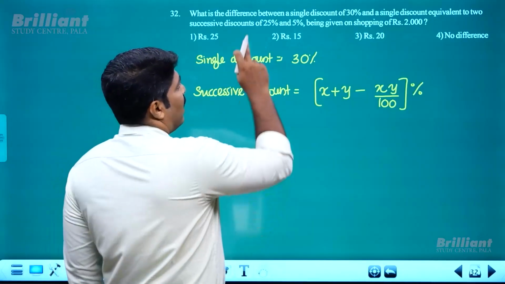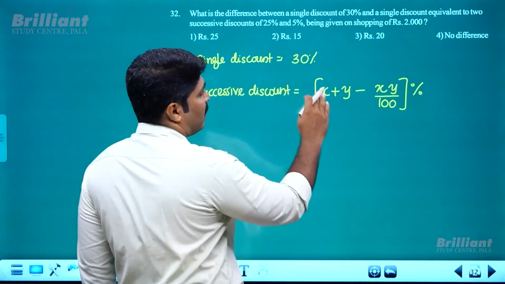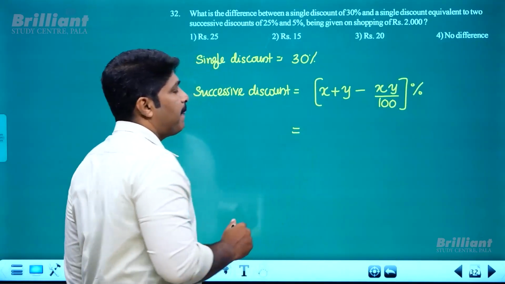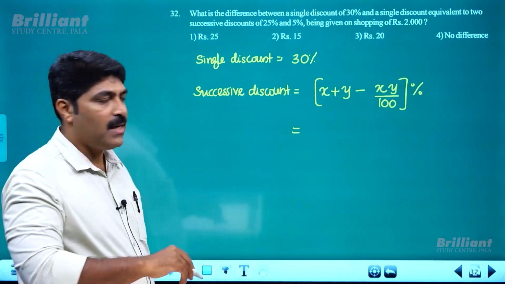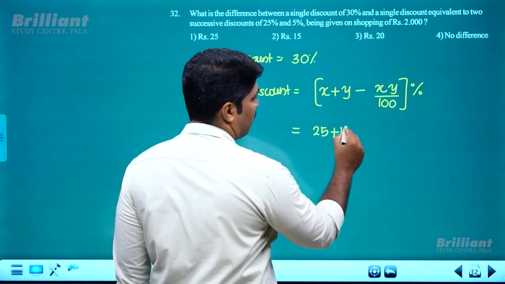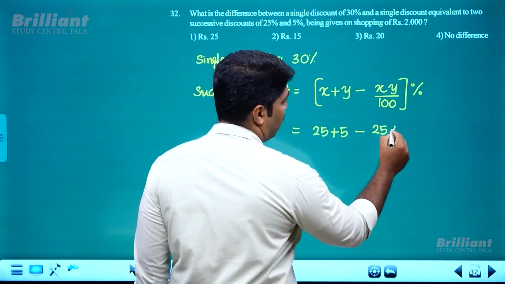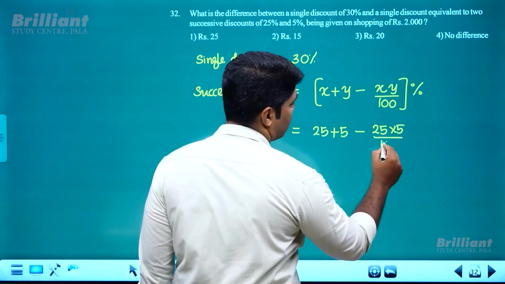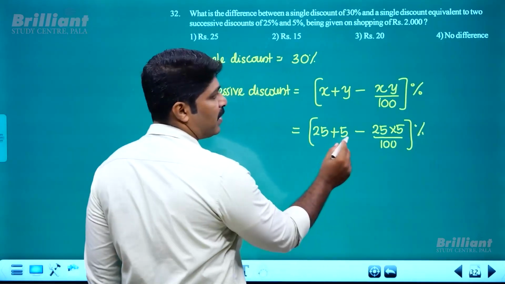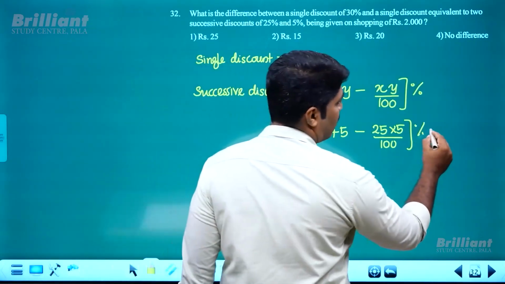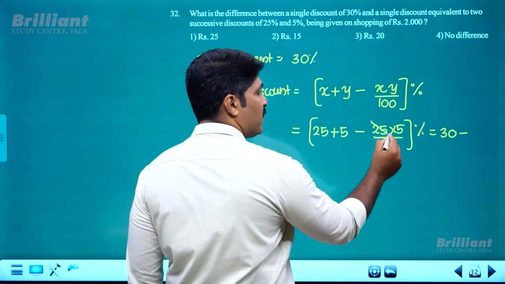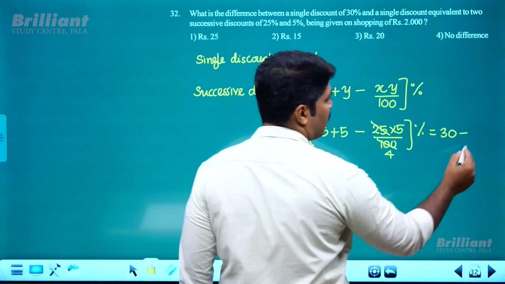Here 25 and 5 are the values for x and y in this context. So we are considering what will be the net effect of these two successive discounts. This is 25 plus 5 minus 25 into 5 by 100%. Got it? This is simply 25 plus 5, which equals 30. 30 minus, after simplifying this, it is 5 by 4%.